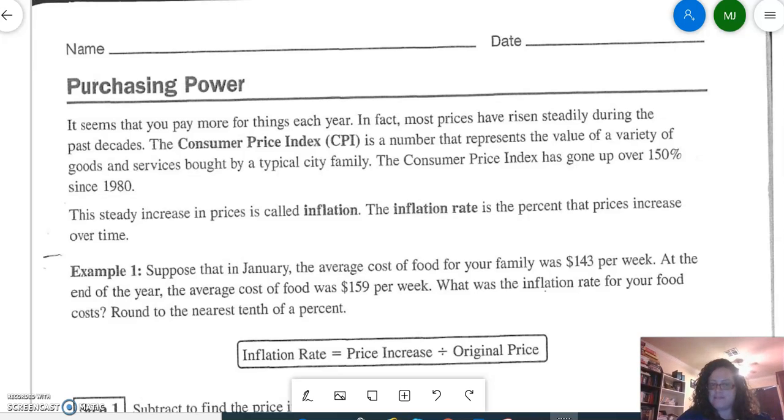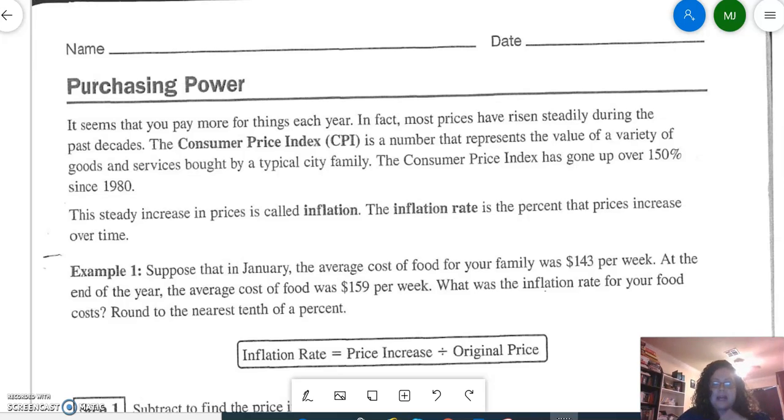I wanted to make a video for our week 2, day 2 lesson over purchasing power. So what purchasing power is, it starts from this idea of a consumer price index, which is how much prices have gone up over the years. So, for example, in 1980, whatever the prices were, they went up 150% from 1980 to today.